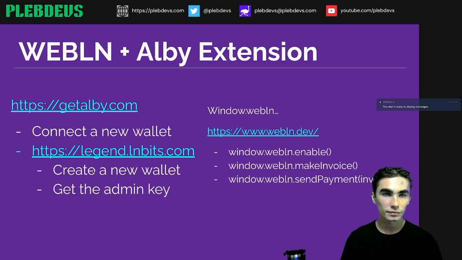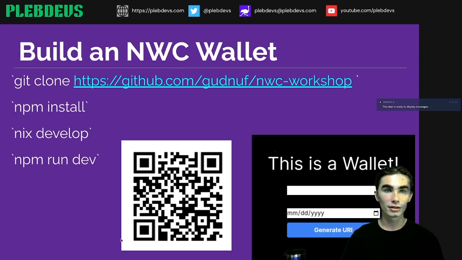All right, so getting into the coding portion of this, we're going to be using WebLN and the Albi extension to build a Nostr Wallet Connect wallet. So this wallet is mostly just for learning purposes. I don't expect a wallet that implements Nostr Wallet Connect to really be built this way, but I think it's a simple way to illustrate how wallets can implement Nostr Wallet Connect, and from that you can start to build apps too.